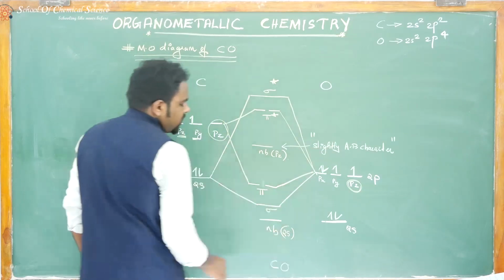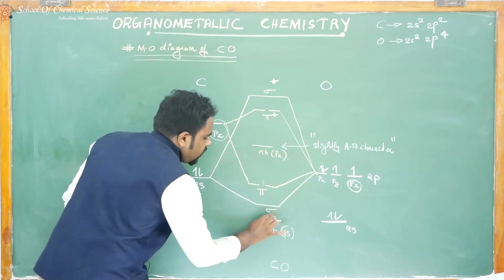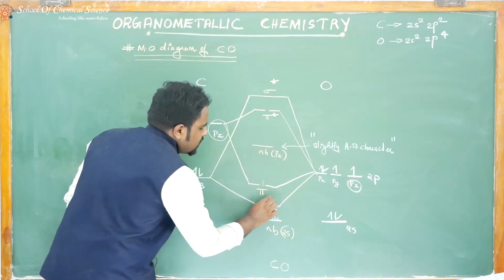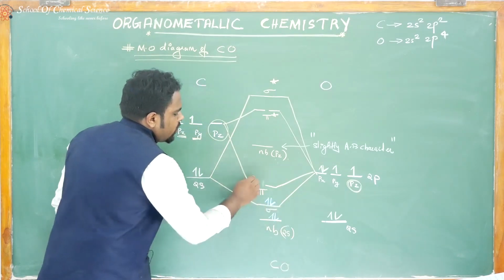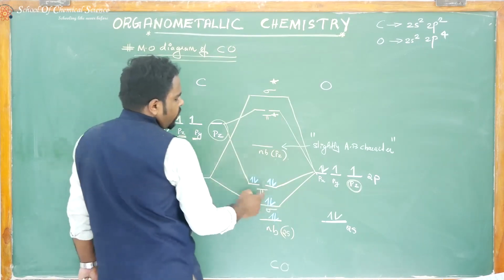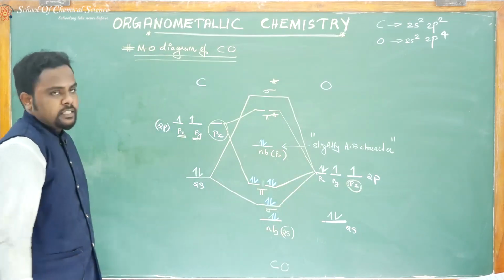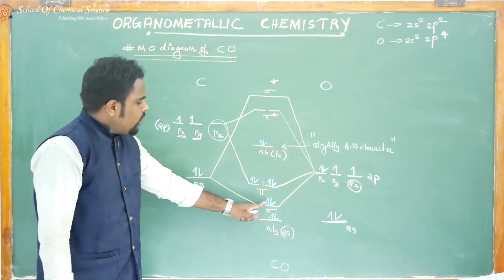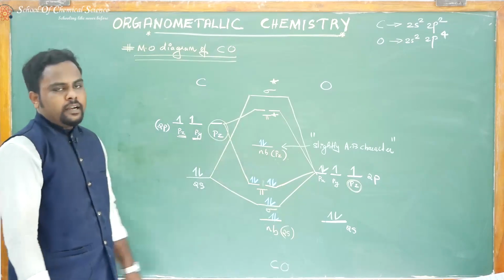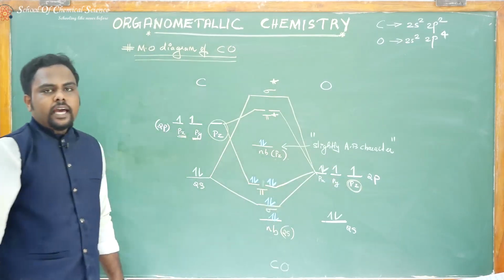So these 10 electrons can be arranged like this: non-bonding 2s2, sigma 2, pi 2, and so on: 2, 4, 6, 8, 10. This is the electronic arrangement, and the last pair having slightly anti-bonding character.